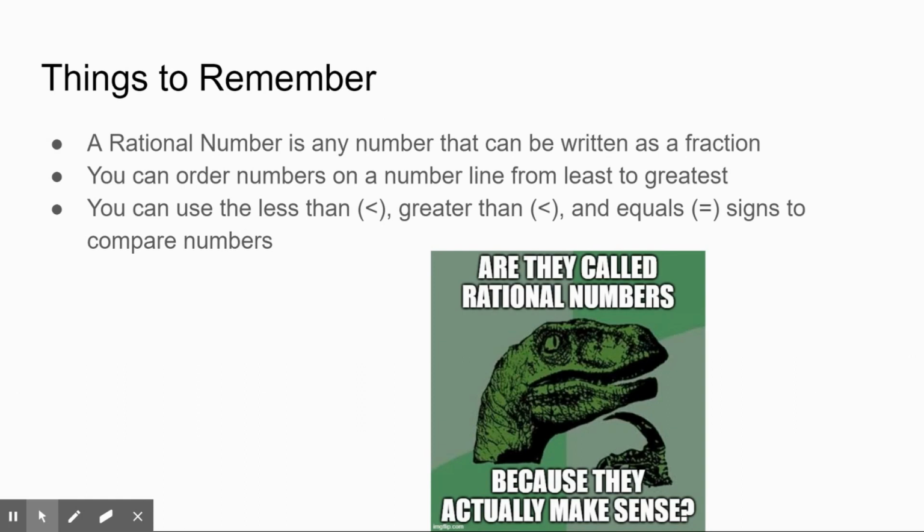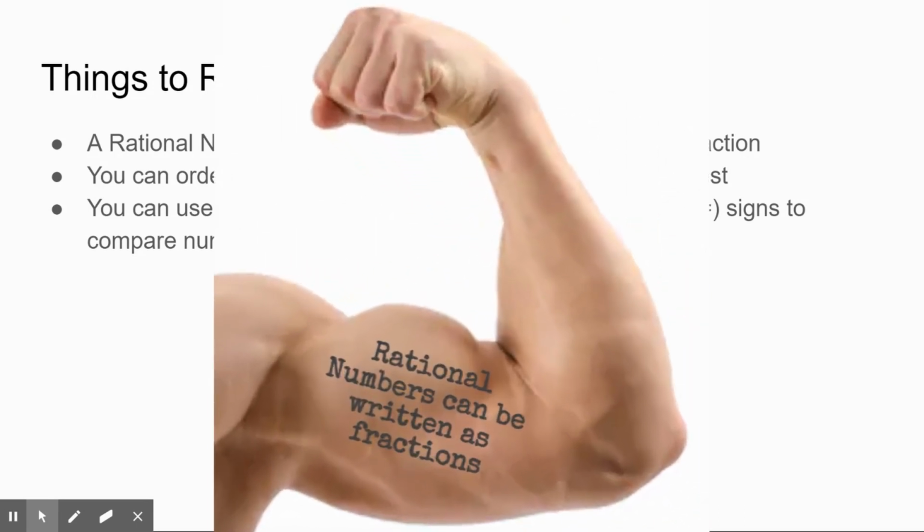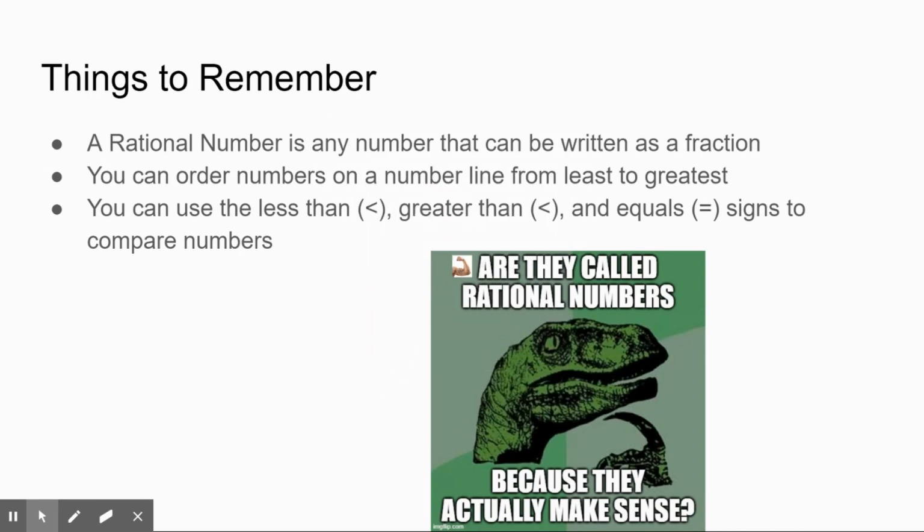So, some things to remember. A rational number is any number that can be written as a fraction. Sometimes we joke about getting math things that you need to remember for always because they're super important tattooed on yourself. This is one of those things that you could get a tattoo of. A rational number is any number that can be written as a fraction. You can order your numbers on a number line from least to greatest. And remember that you can use the less than, greater than, and even equal signs to compare numbers. That'll greatly help you figure out where they're going to go on the number line.